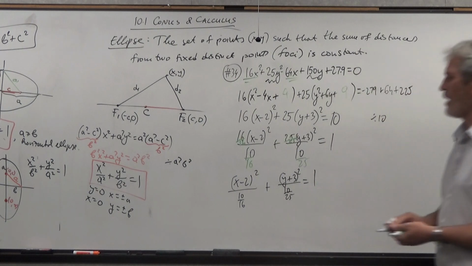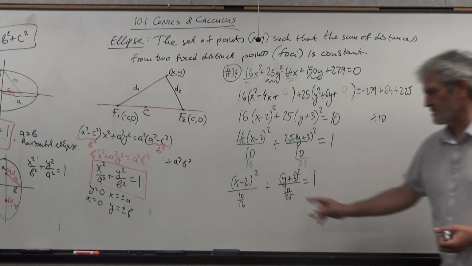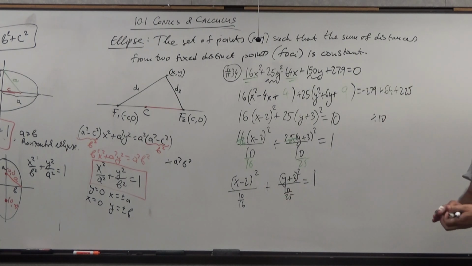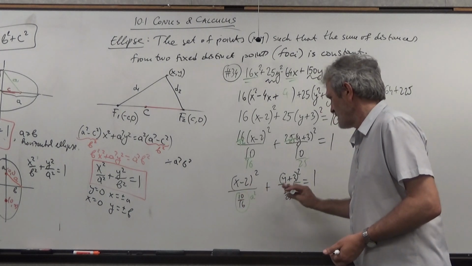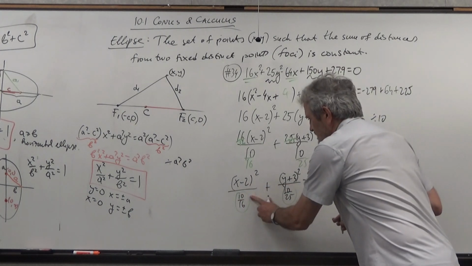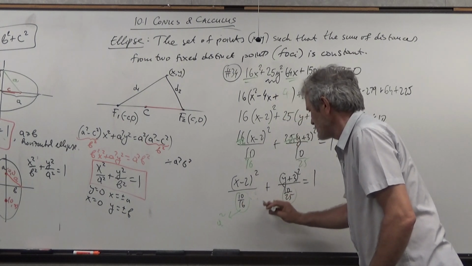5 equals 1. So first decision I want to make is: is it horizontal or vertical? It's horizontal because this number is bigger than this one. So the bigger one is called a squared. So this is your a squared. And this is, I know it's not times, so I know that's your a squared. And this is your b squared.